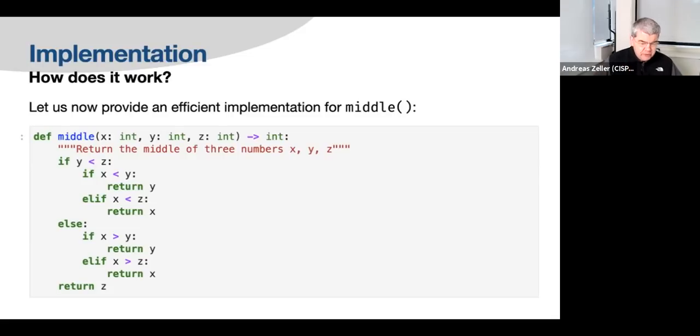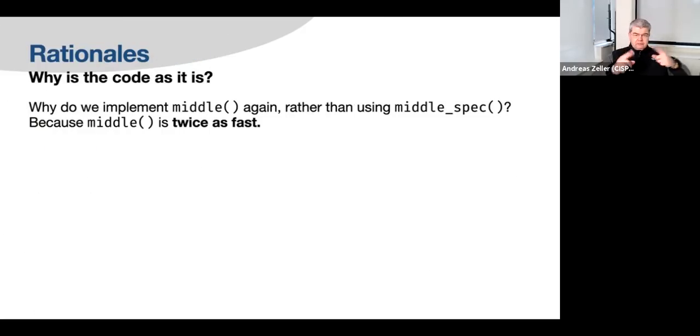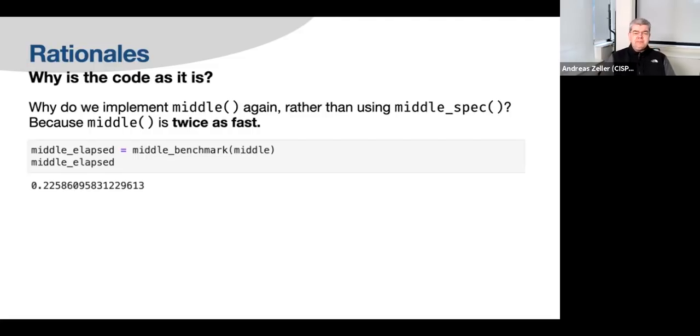You may also note that it certainly is longer than my original specification with sorted, where we had only one line. Now we have 1, 2, 3, 4, 5, 6, 7, 8, 9, 10, 11 lines. But since my code is all executable, I can actually show that my new implementation is more efficient. This is executable as well. Tests and results become part of the doc. The reason why the code is as it is is simple. We're using this particular if and return thingy because it is faster. And this is something I can easily measure, also as part of my document. I can make experiments right in my document and document the results.